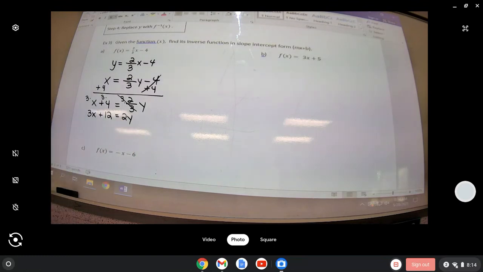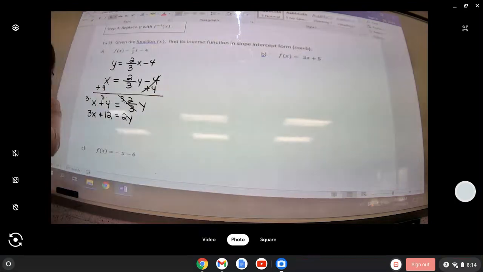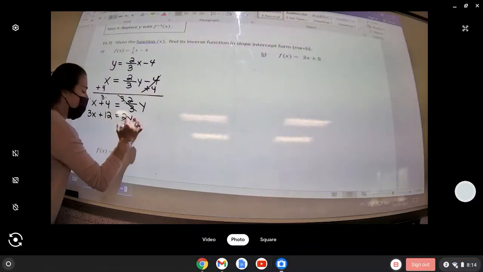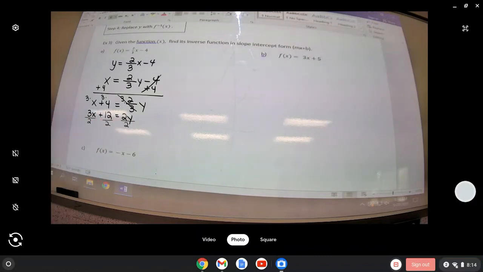And now what's the only thing you have left to do to get y completely by itself? Divide by 2. And since they want you to be in mx plus b form, I want to divide everything by its own 2. So let's divide this by 2, divide this by 2, and divide that by 2. Divide everything by its own 2. All right, they cancel.